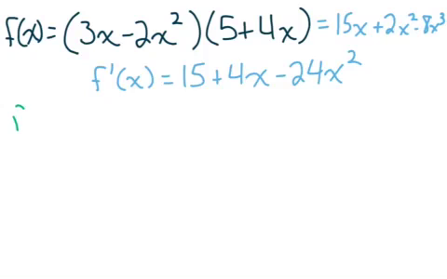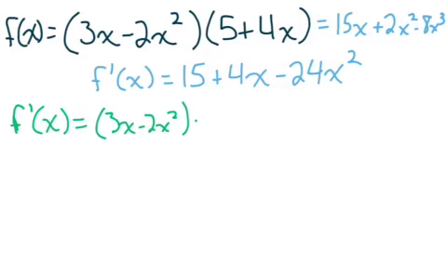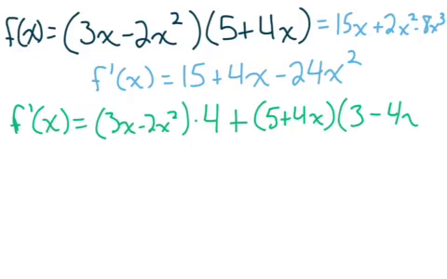So the other way we could do this is we could say f prime of x, using our product rule, we're going to keep the first function, so that's 3x minus 2x squared, and we're going to multiply that times the derivative of the second function. The derivative of 5 plus 4x, of course, is just 4. And then we can say plus, and this time we keep the second function, which is 5 plus 4x, and we multiply that by the derivative of the first function. Derivative of 3x is 3. Derivative of negative 2x squared is negative 4x.